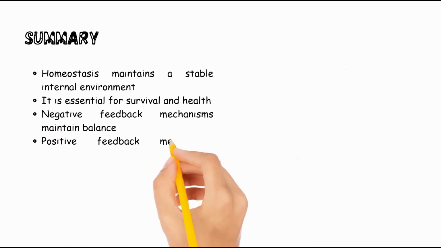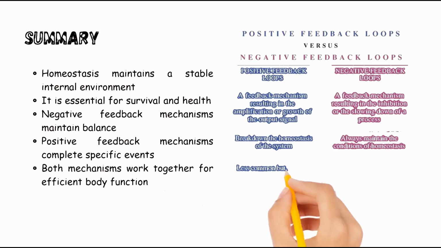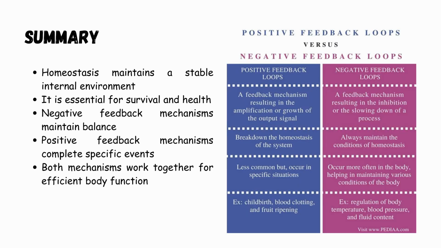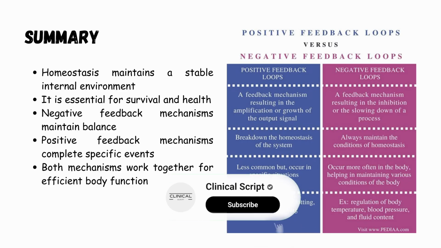To summarize, homeostasis is the maintenance of a stable internal environment. It is essential for survival and proper functioning of cells and organs. Negative feedback mechanisms maintain balance, while positive feedback mechanisms help complete specific physiological processes. Together, they ensure efficient functioning of the human body.